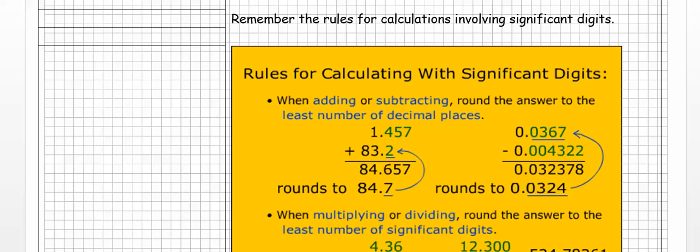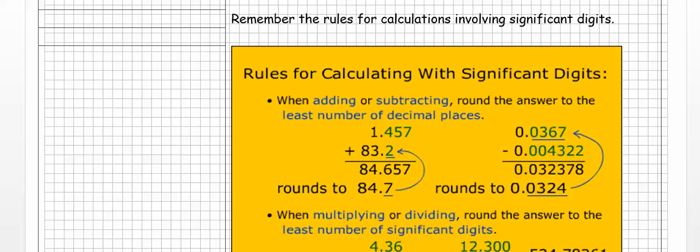That means I'm going to go to the 10,000th position, which is this 3 right here, and look to the number to the right of it. If it's 5 or bigger, I'll push it up to a 4. If it's not, I'll leave it as a 3. Sure enough, it's 7. That's bigger than 5, so I'm going to push it up to a 4. And I report my final answer as 0.0324, just like that.